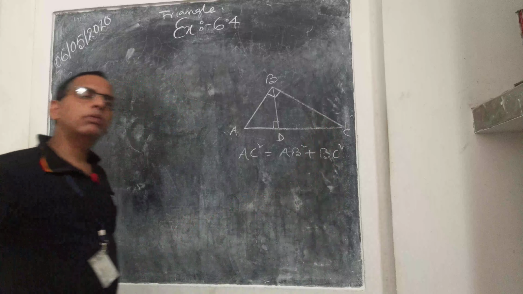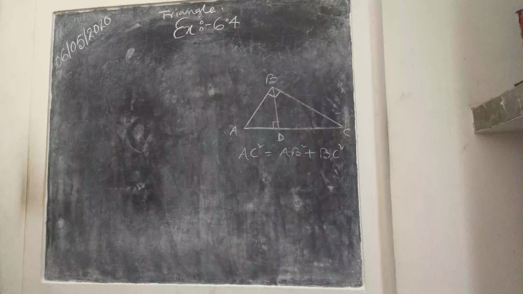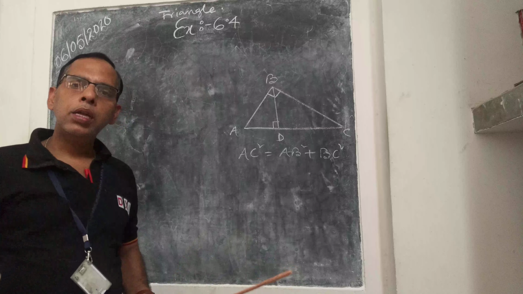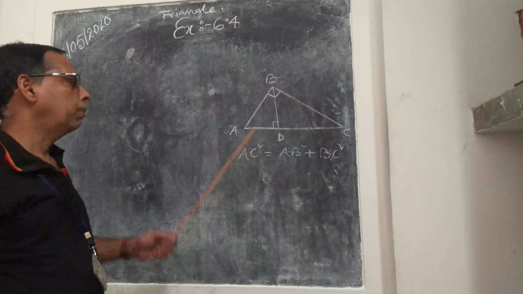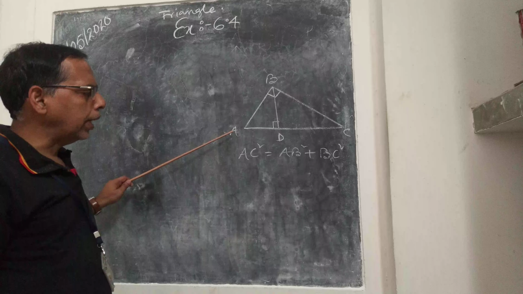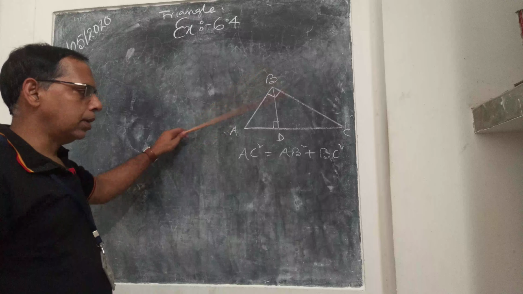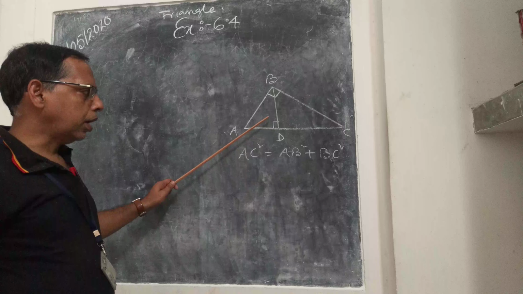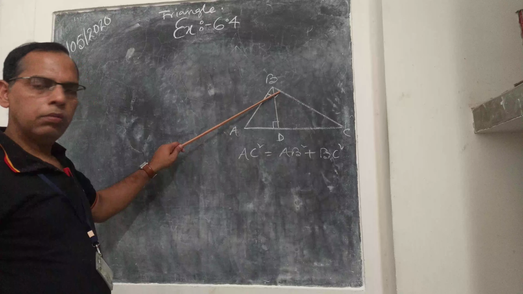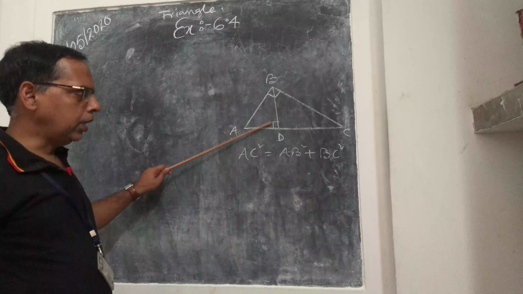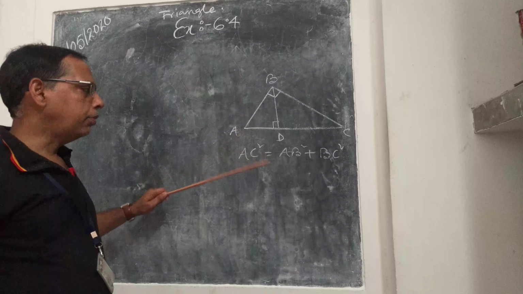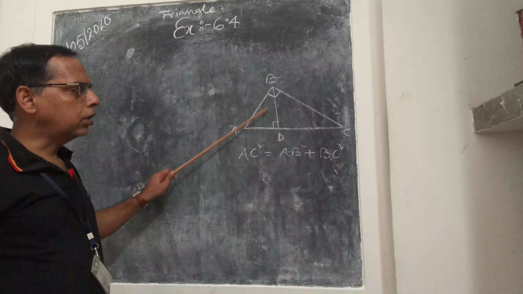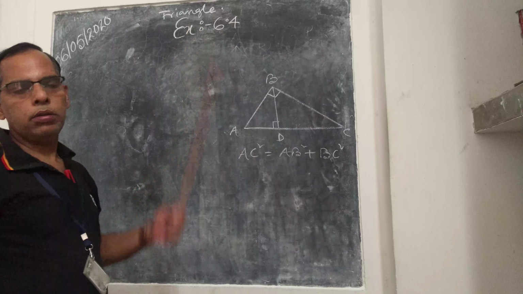This one will be proved by using similarity of triangles. Now I'll just give you a hint, you try it, otherwise in my next class I will do it. See, first of all you take triangle ABD and triangle ABC. Then you say angle ADB equals angle ABC because both are 90 degrees. And next you see angle A equals angle A because it is common. Therefore these two triangles are similar. Then you find out the relation.